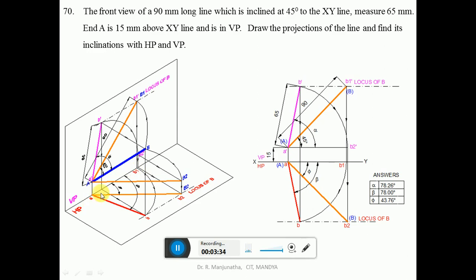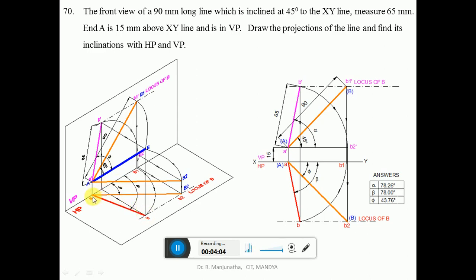So AB1 is the line which is on VP. Both the points are on VP, so obviously the line is parallel to VP. Since it is parallel to VP, we are getting the image on the horizontal plane. We know this is the top view, which is AB1. But the top view of the point B1 will not lie on VP; instead it will lie on the end projector, because we have the front view. So on the same line, the top view of the point B1 will come and touch.